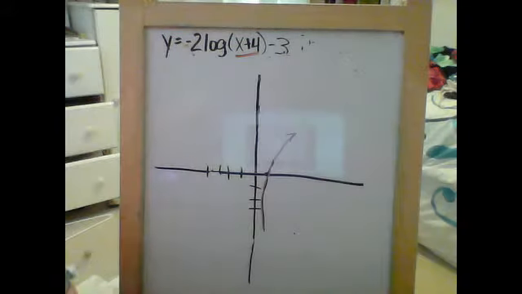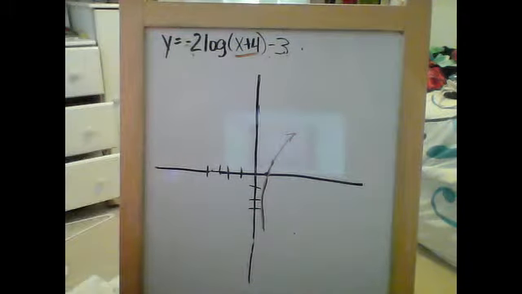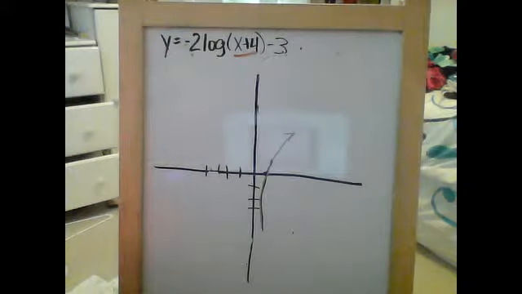Okay, so this is my function, and I'm going to be doing y equals -2 log of x plus 4 minus 3. Now this right here is my parent function. So the first thing I'm going to do is take this negative sign, and that means to reflect my function. So it's still going to go through that same point, but it's just going to mean a vertical reflection.